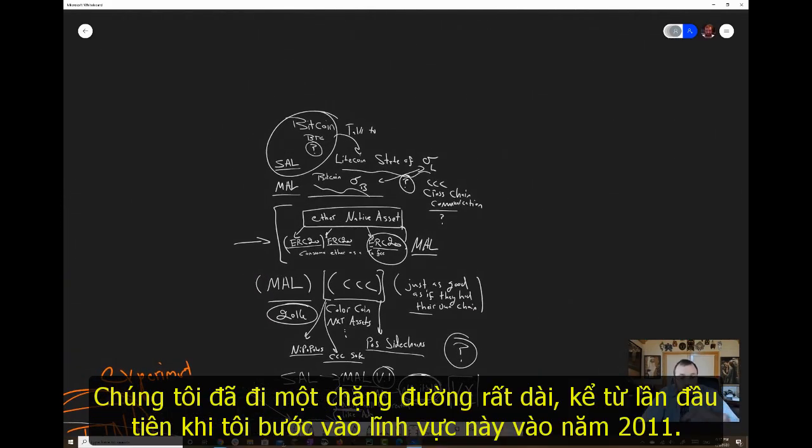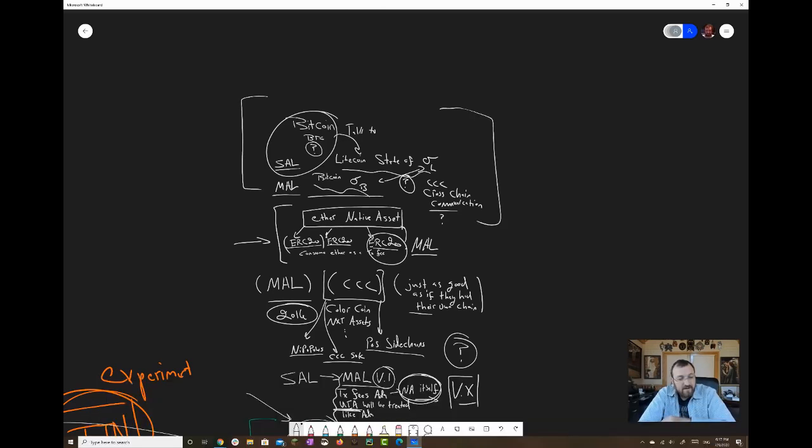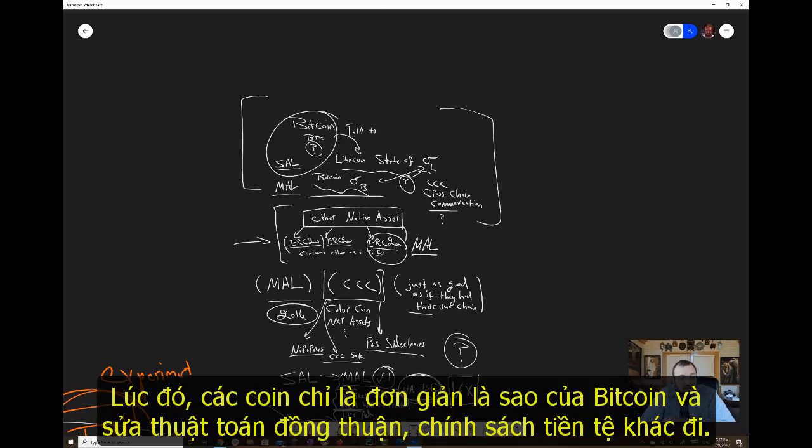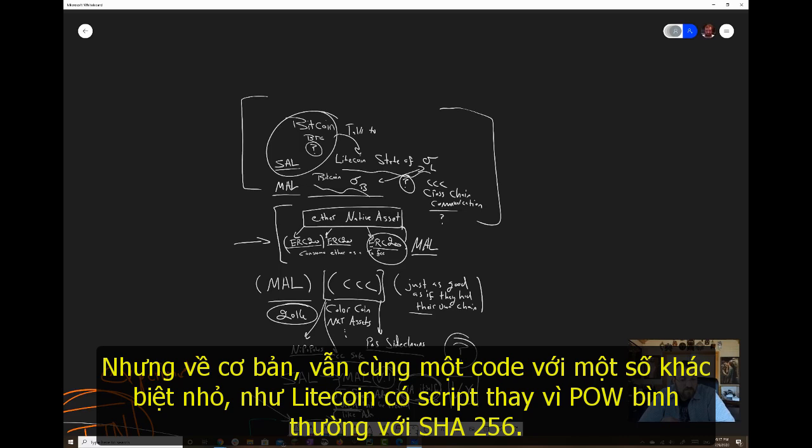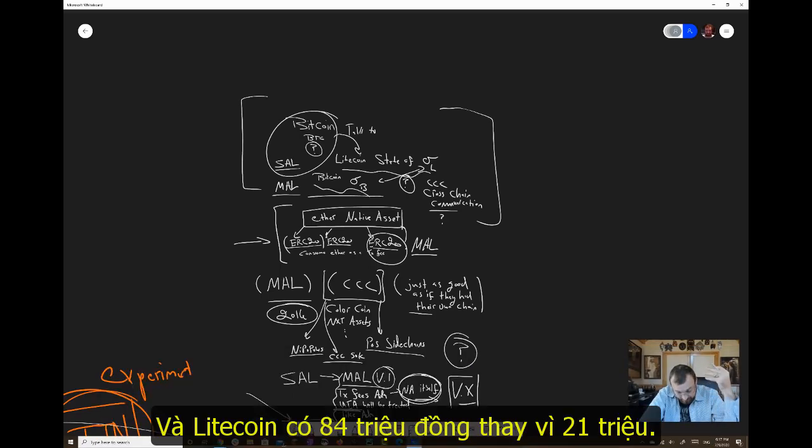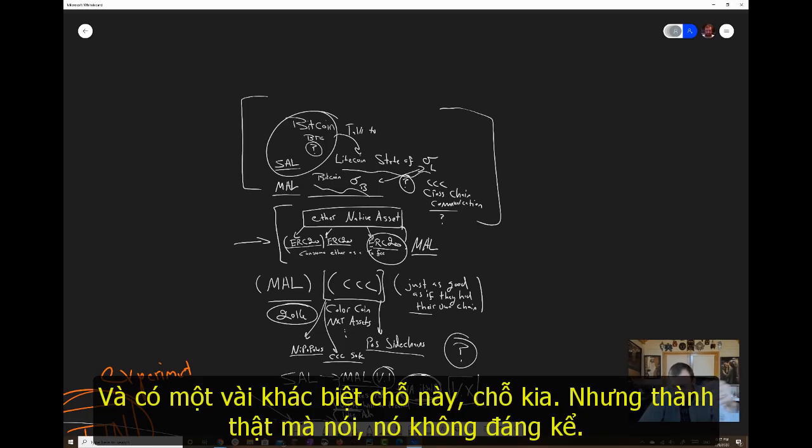We've gone a really long way since when I first entered the space in 2011. Back then when we saw altcoins, they were all just forks of Bitcoin, and they had different consensus algorithms and monetary policy, but basically they were just the same code with some cosmetic differences. Like Litecoin has scrypt instead of the normal proof of work with SHA-256, and Litecoin has 84 million coins in its emission schedule instead of 21 million. And there are a few differences here and there, but to be honest, it's not significant.